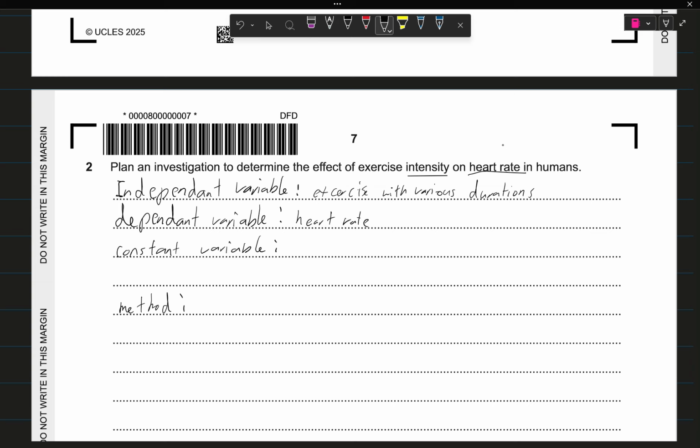Now we want constant variables. Since here we are varying the durations and not the exercise itself, the exercise should be constant. So after all, the constant variable in this case will be exercise. If, for example, you choose to vary exercises rather than the duration, then you will keep the duration constant and change the exercise. So the constant variable there will be the duration, and the independent variable will be the exercise itself.